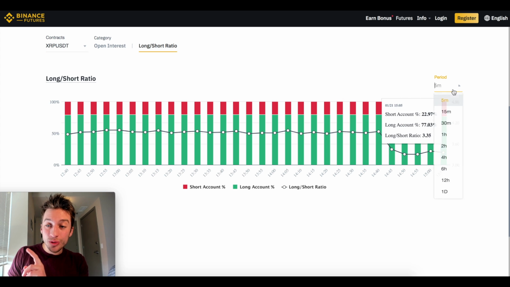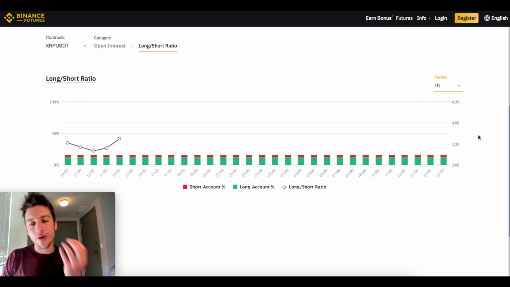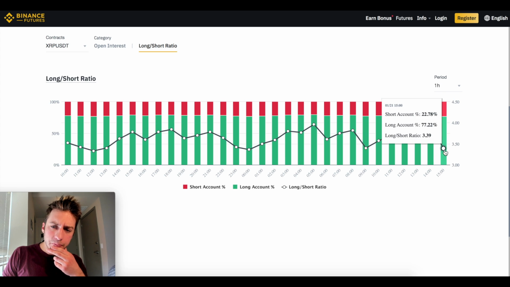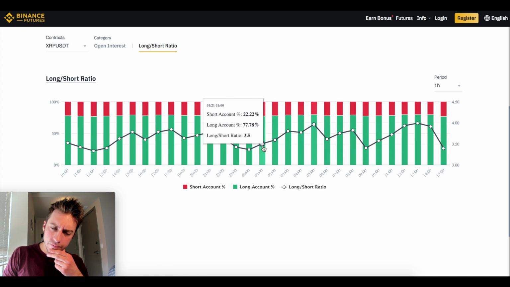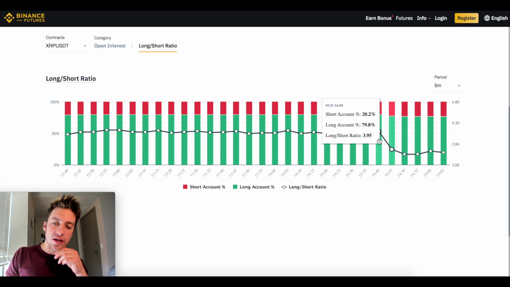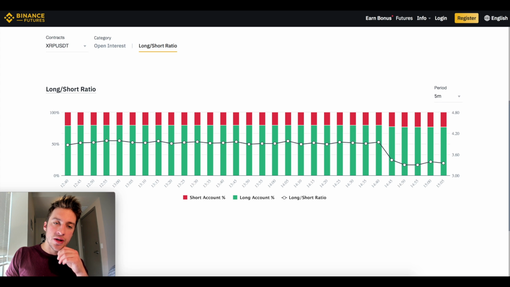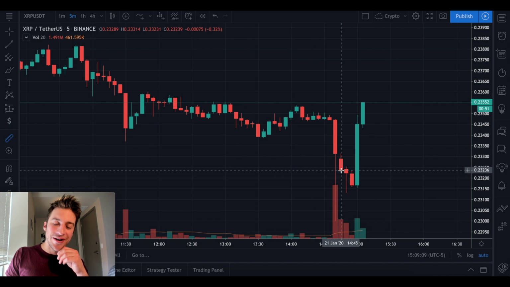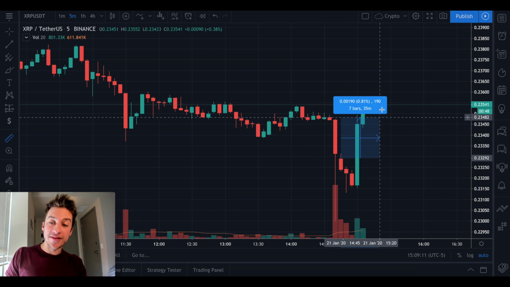Again, we can find relative sentiment by going to the 1 hour or the 4 hour, saying, okay, this is actually pretty relatively low. But what we want to look for is spikes and drops, which is the strategy we just used here. A massive drop is quite bullish if we're using the long-short ratio. Had we done that, we could have bought here, and this is just a beauty.